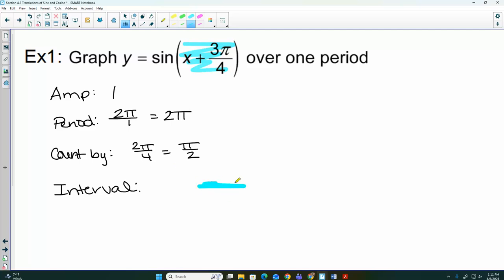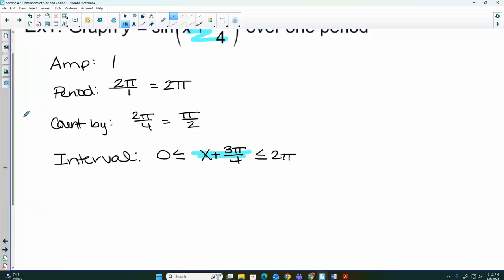So when we set up an interval, what we're going to do is say, well, sine normally starts at 0 and ends at 2 pi. And I'm going to put my argument in here, the thing we are evaluating, so inside my parentheses. Now I want to solve this for x. So if you're trying to get x by itself, what would you do?